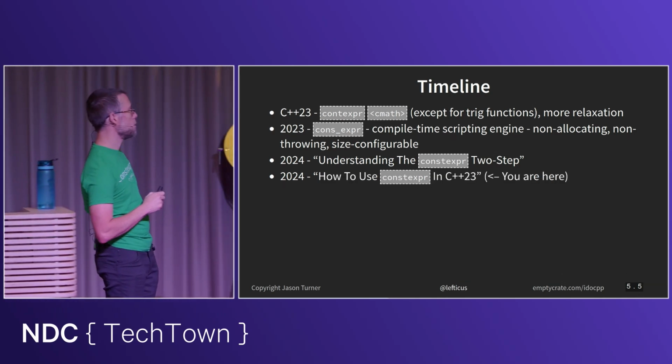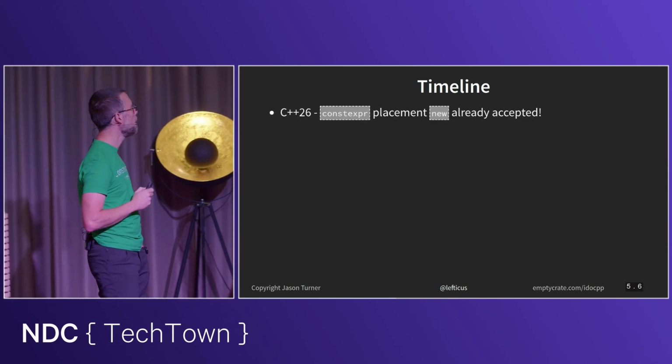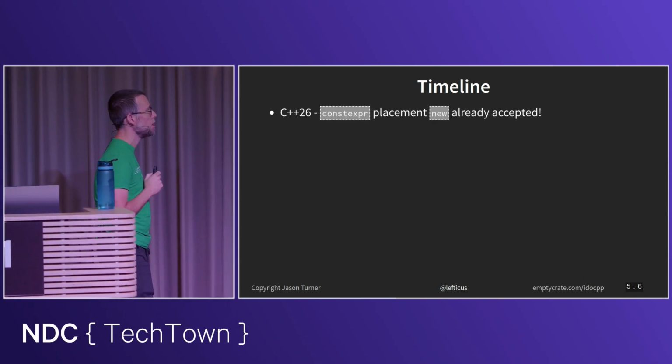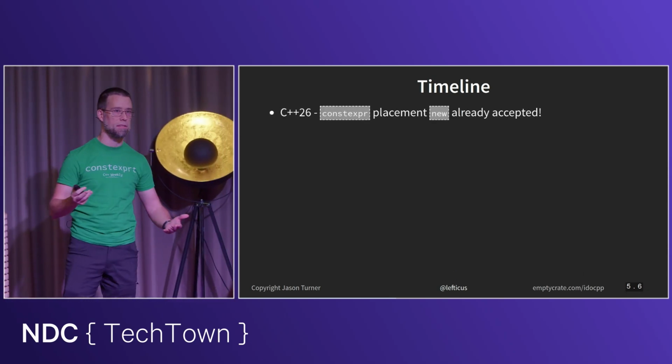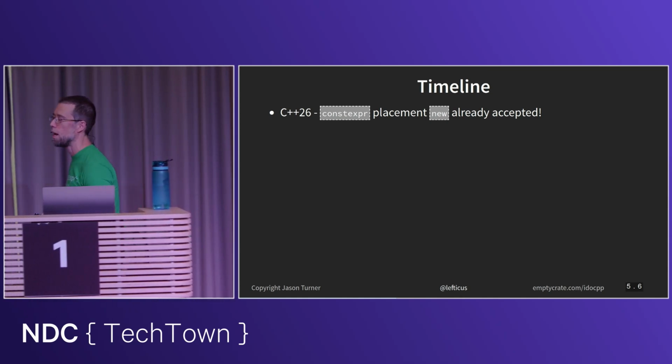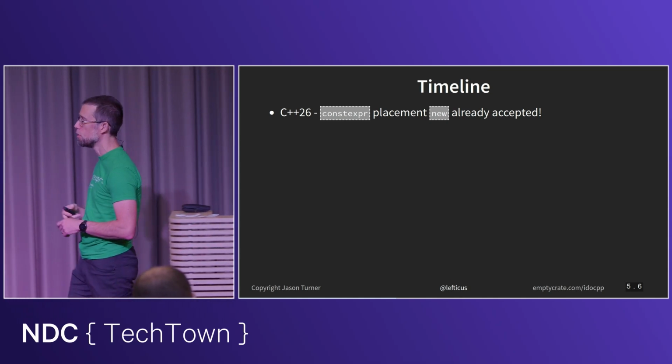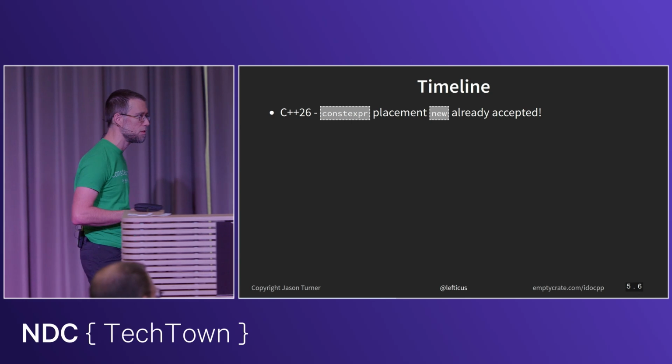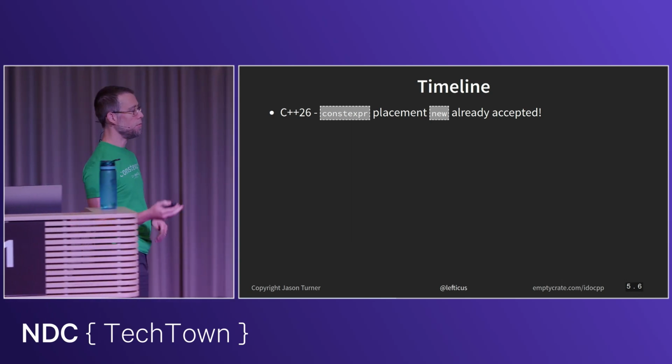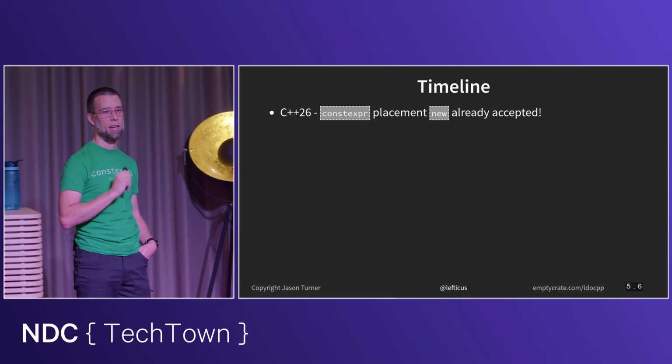OK, how to use constexpr in C++23. All right, C++26, constexpr placement new has been accepted. I think we have the rest of the trigonometric functions from cmath in C++26 as well. And if you were in Hannah's talk, she has plans.